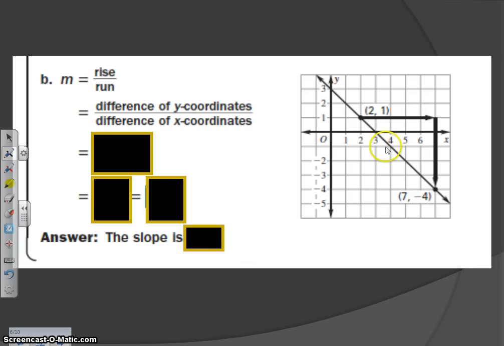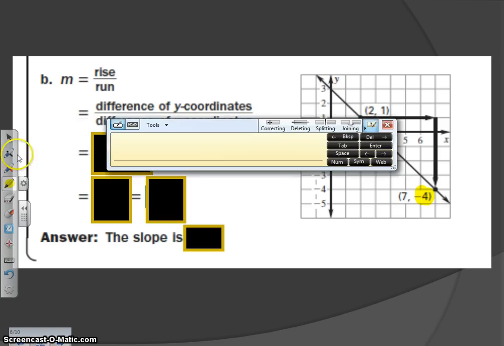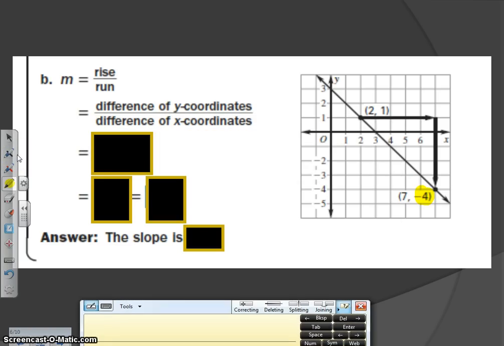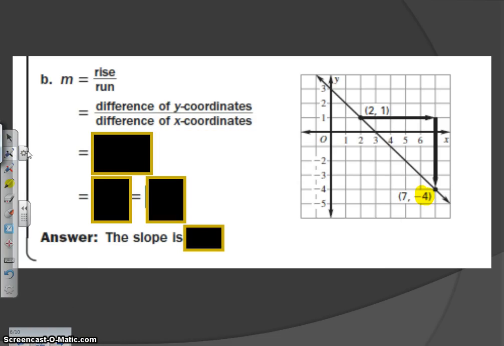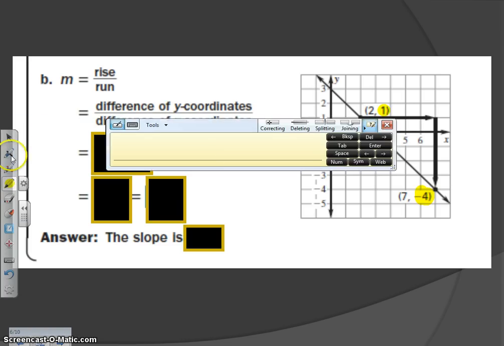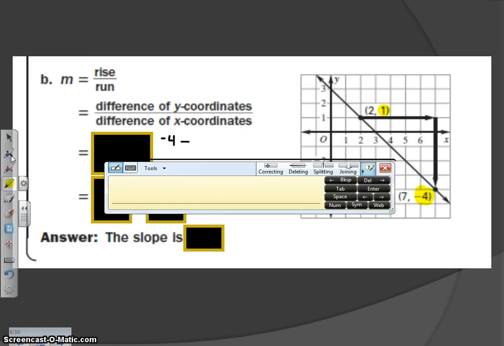Next, we have similar points, but as you can tell, this line is negative, which means the slope is going to be negative. Let's try this. Find the difference in y's. Pick a y. I'm going to pick -4. Subtract a y. I'm going to pick 1. It's the only y left.